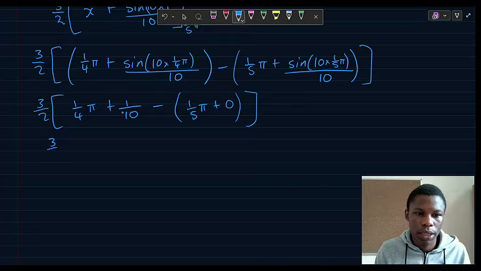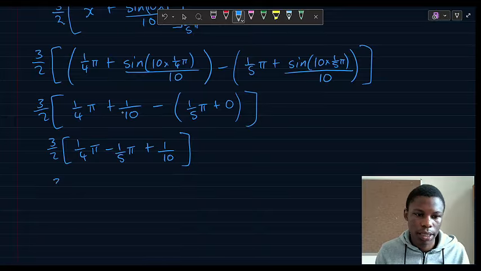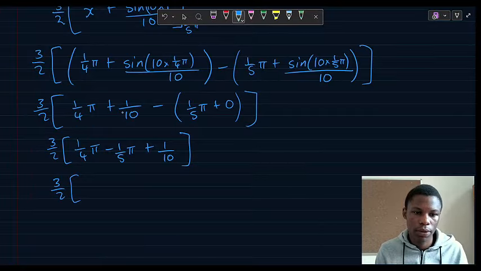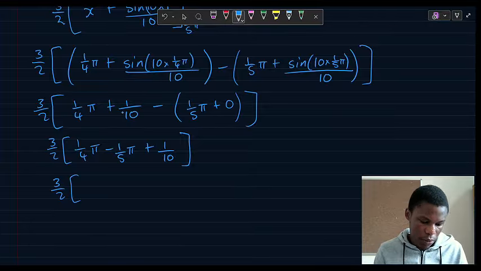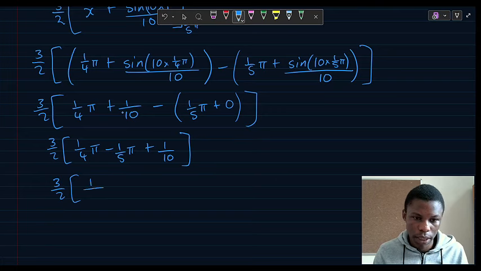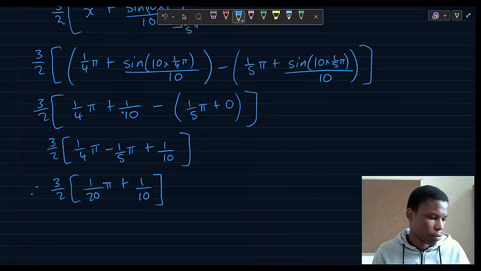So we end up with 3 over 2 times a quarter pi minus a fifth pi, plus the 1 over 10. So this is 3 over 2. I think we'll just keep it in brackets. A quarter pi minus a fifth pi, which gives us 1 over 20 pi. And that's plus 1 over 10. And that is going to be our final answer.